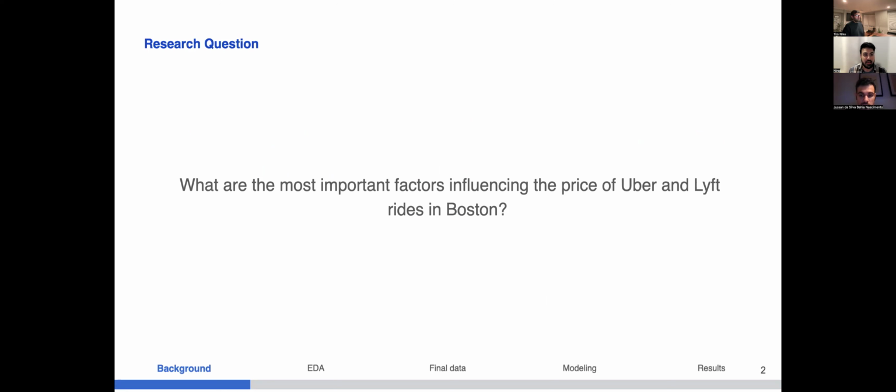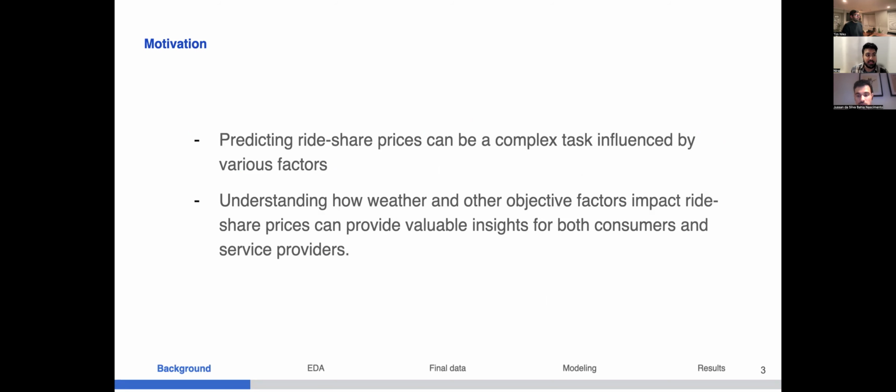Today, we are going to be talking about what are the most important factors influencing the price of Uber and Lyft rides in Boston. Why do this? Rideshare prices are influenced by a host of complex factors. We'd like to hone in on the most important ones and understand them, and we'd like to see if and how weather and other objective factors impact the final price.